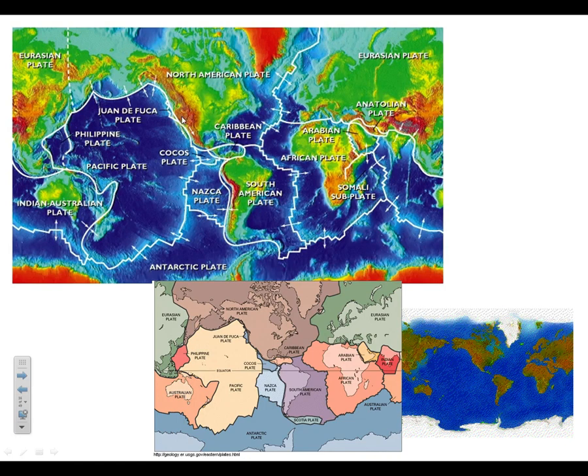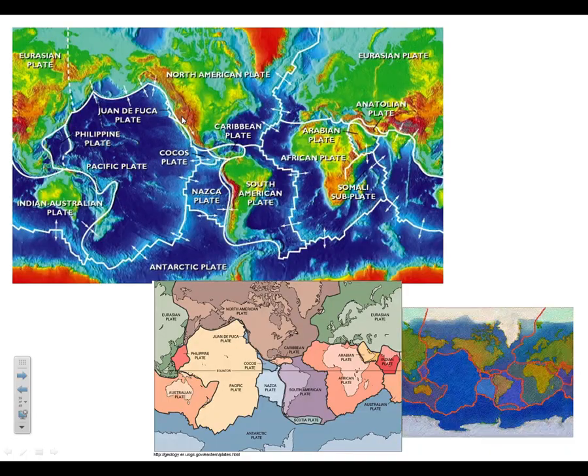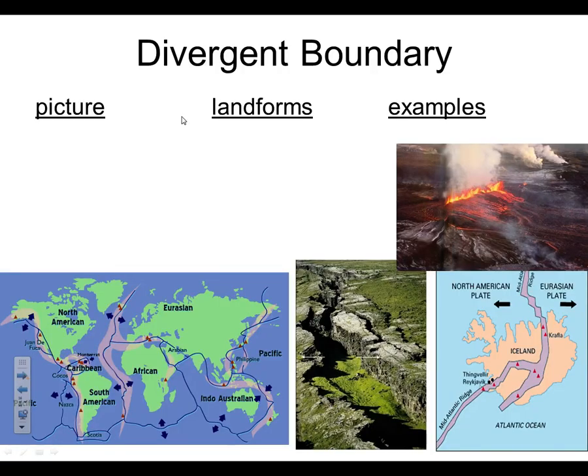So that's what we're going to do. We're going to go through those three plate boundaries and show you what happens at each. We're going to start with divergent boundaries. We're going to draw a picture, we're going to talk about the landforms that are there, and then give some examples.